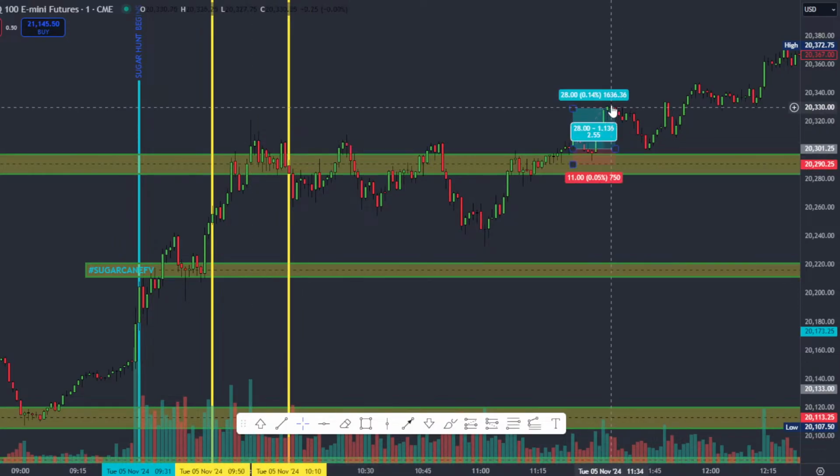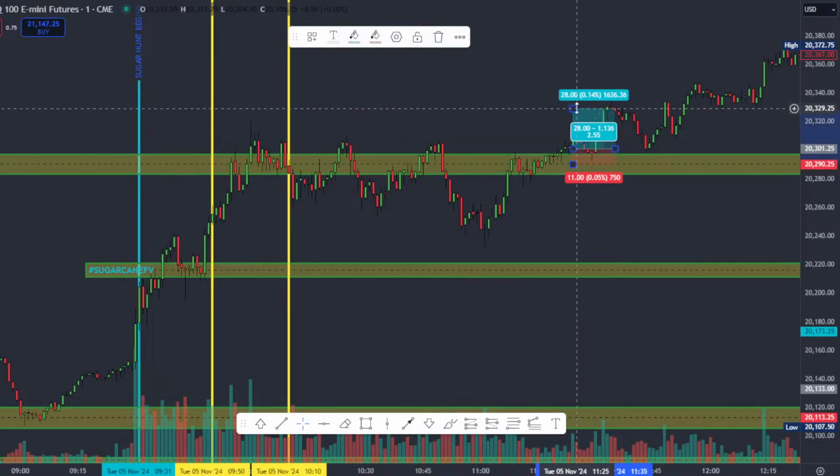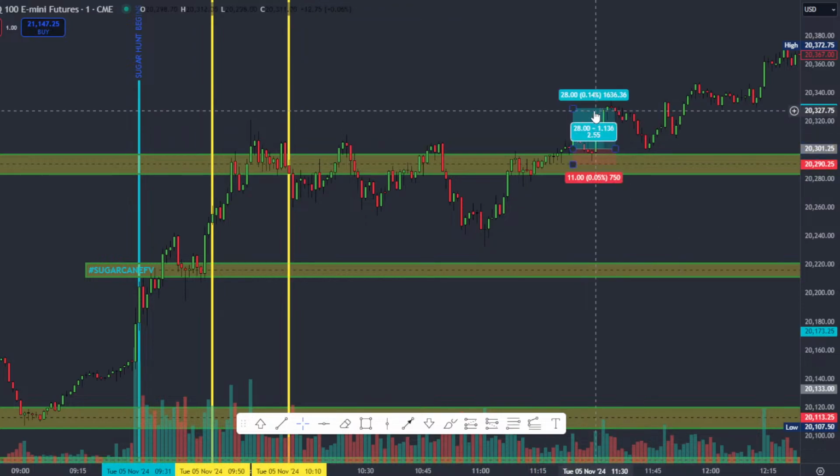Okay, once it goes there, and you see it start chopping around, maybe just get out. So you get out right there, right underneath this red bar. Boom. Risking 10 to 11 points for 30 points or so, 28.